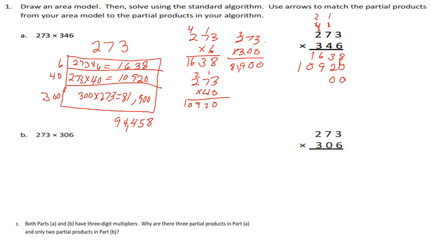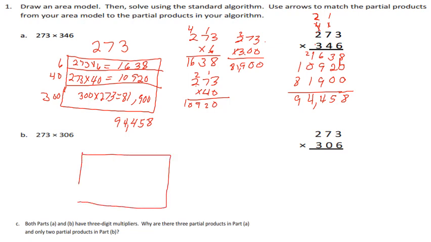Our last one is 300, so we're going to put 2 placeholders in there. 3 times 3 is 9. 3 times 7 is 21. Carry our 2. 3 times 2 is 6, and 2 is 8. Now let's go ahead and add them up, and we end up with 8, 5, that's 18, 24, carry 2, which would be 4, and 9. We have 94,458, exactly what we had before. So you can see the area model relates to the standard algorithm.